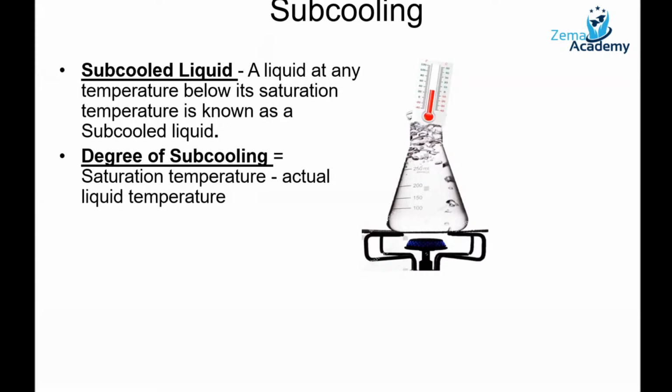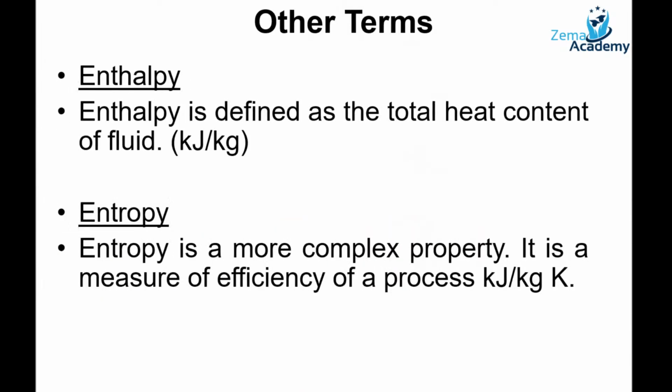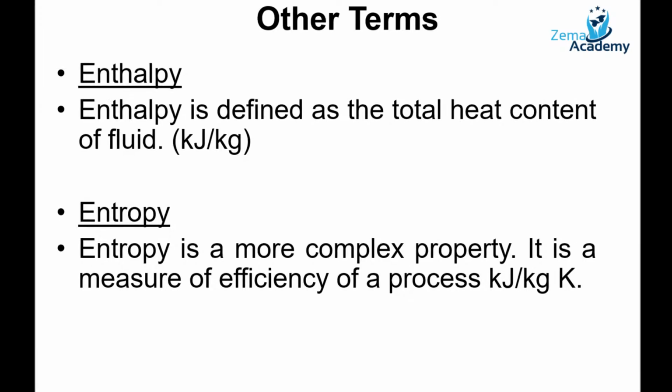Again, this is the opposite end of boiling, which is cooling. So this is referring to a liquid at any temperature below its saturation temperature. And we can calculate the degree of subcooling. Degree of subcooling is Tsat minus T actual. Other terms that we will use are enthalpy and entropy. One deals with the heat content of the fluid, and the other one deals with the efficiency of a process. Entropy tends to be a complex property.